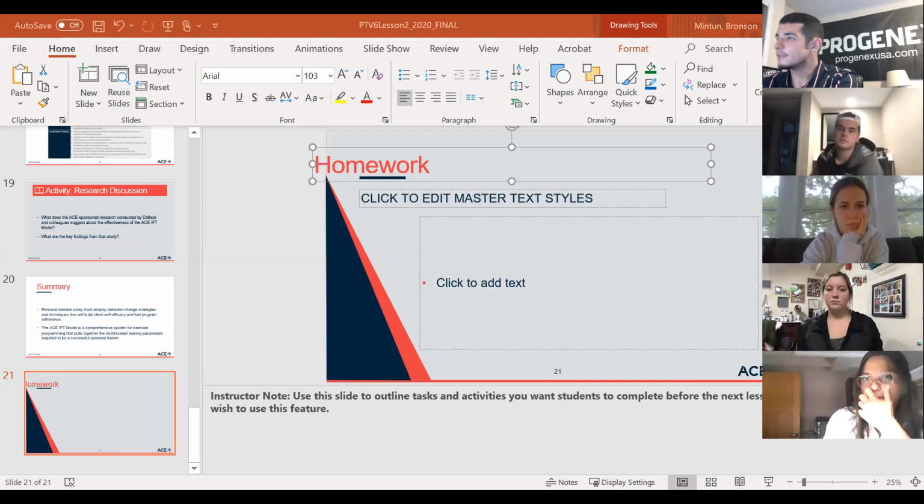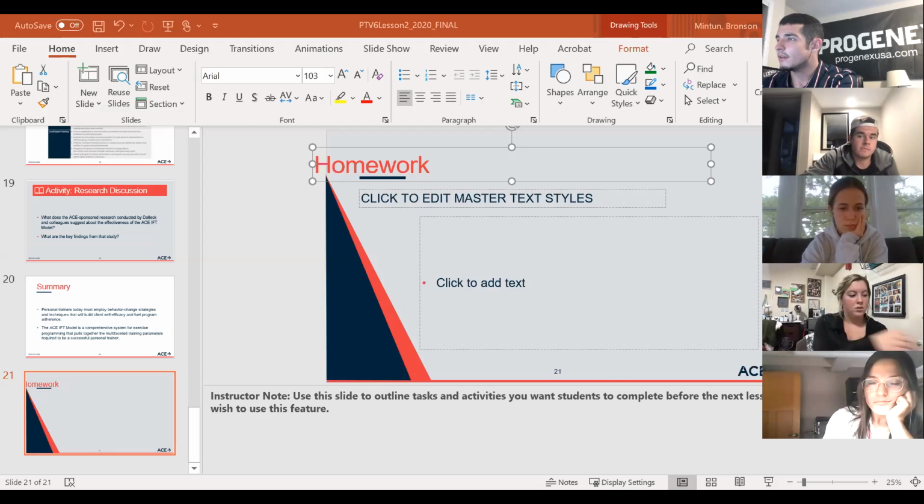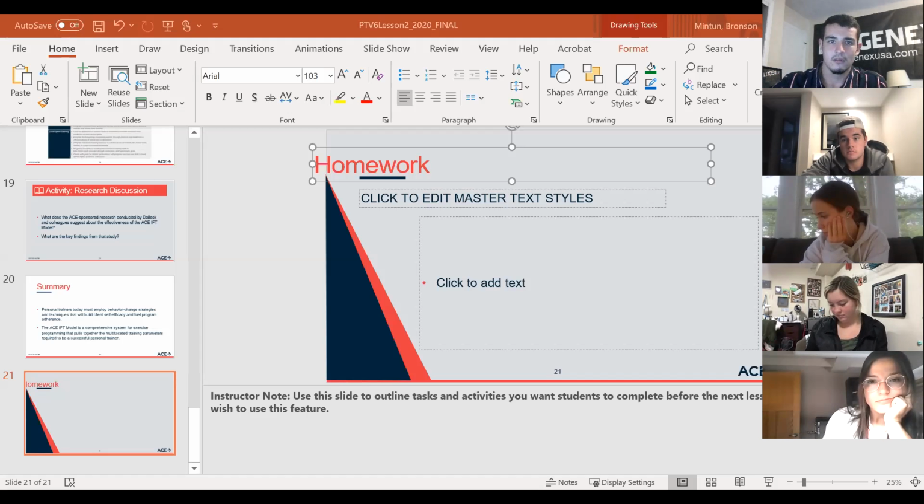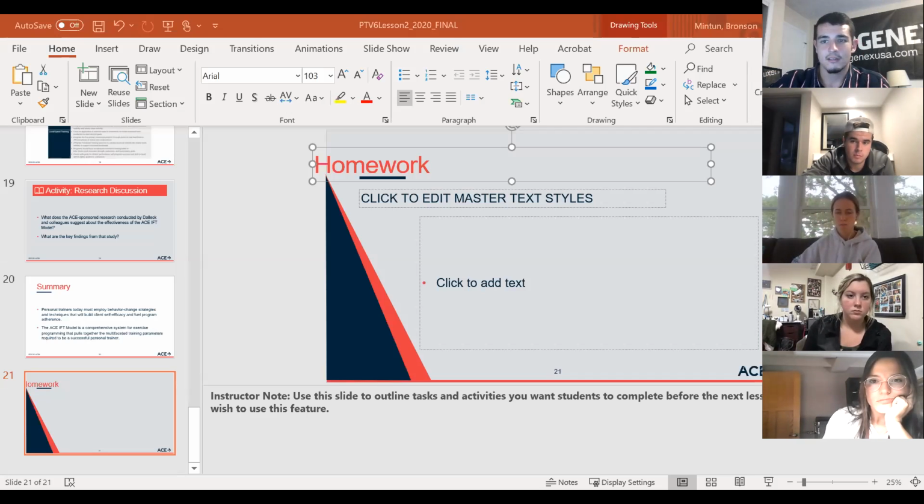Case study worksheet. So I believe this one has to do with, yes. All right, so remember when we talked about that ACSM algorithm for who's cleared to exercise and who's not? Let's work through just a couple of these.